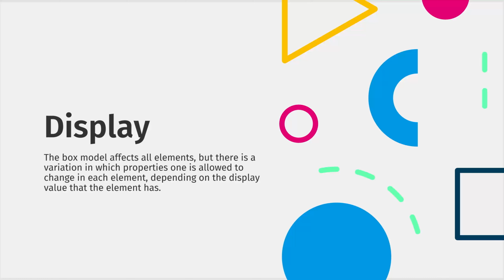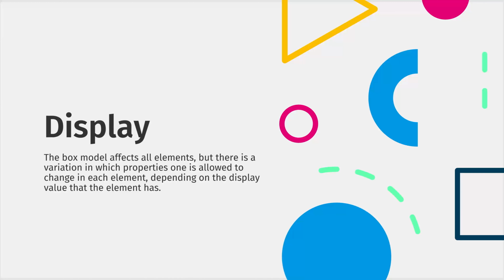The box model that we just encountered and box sizing, it really affects all elements. But there is a variation in which properties one is allowed to change in each element, depending on the display value that it has. So that's what the text says. If we want to change things up here and just get a clearer explanation, we could say that the whole library of things we have available for us to do with CSS, what we can do on an element is defined by which kind of display value it has.